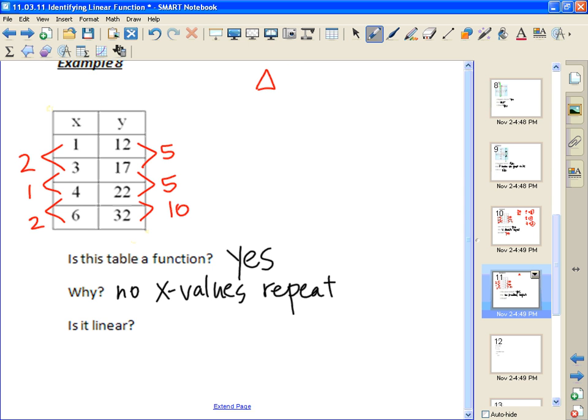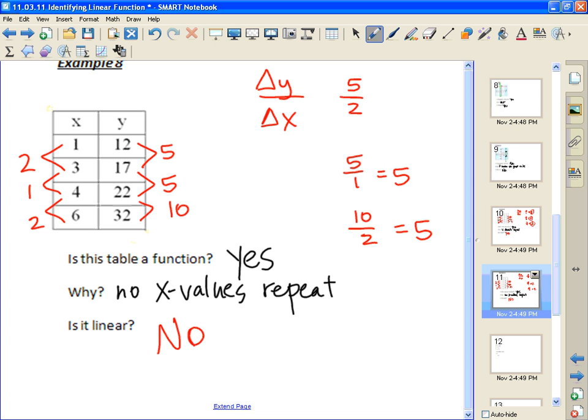So each time, I'm going to look for my change in y over my change in x. Okay, so this one I would have 5 over 2, which I can't reduce, so it just stays 5 over 2. Then on the next one I would have 5 over 1, which I can reduce to 5. And then on the last one I have 10 over 2, which I can reduce to 5 as well. So these two are the same, but the top one is different. So because the top one is different, then I would say, no, this is not a linear function.